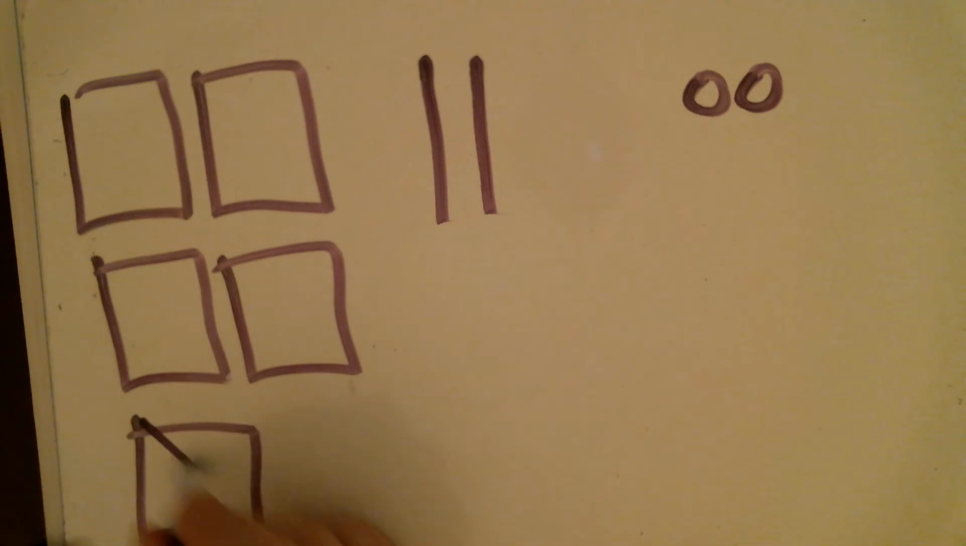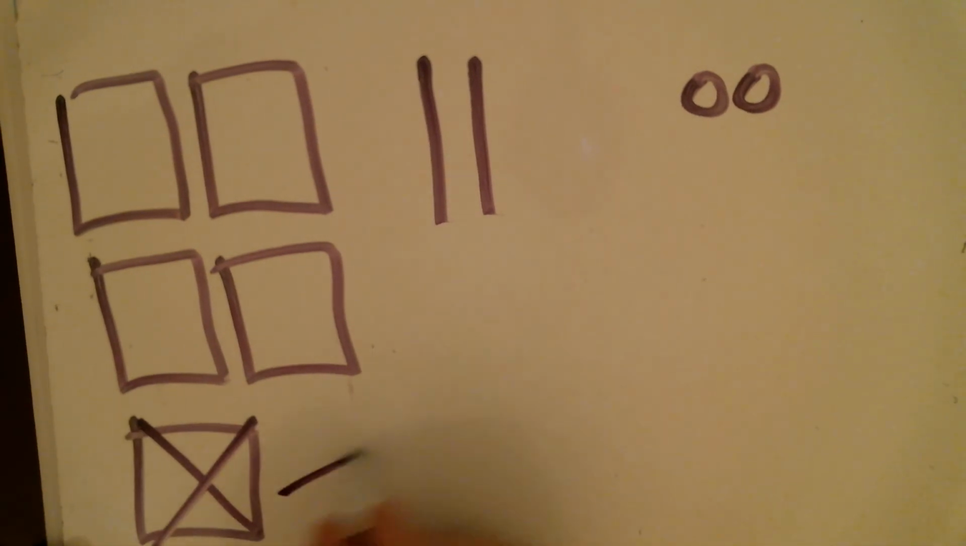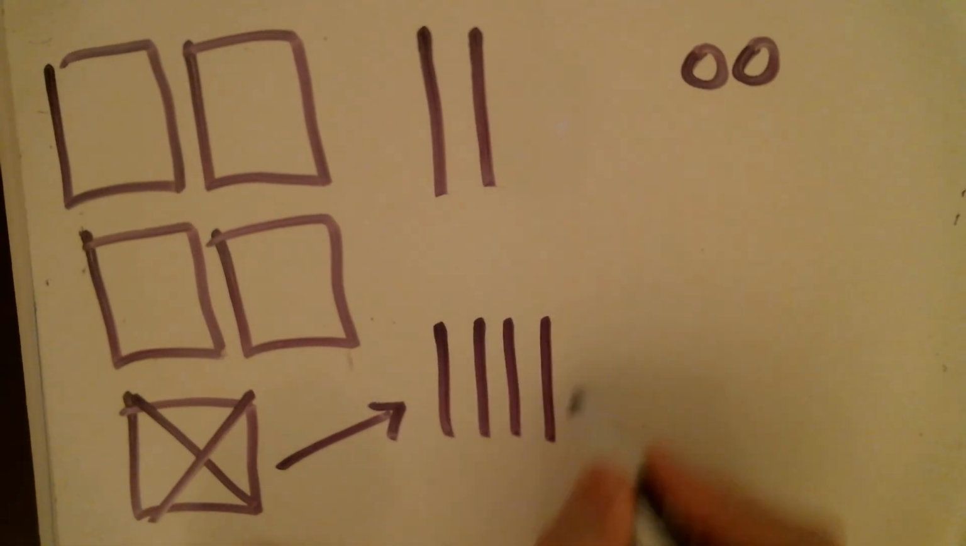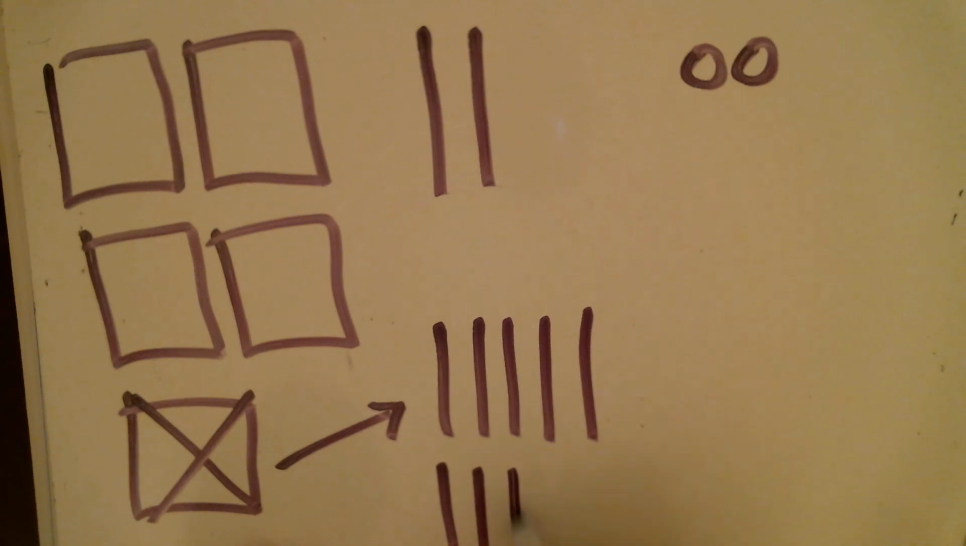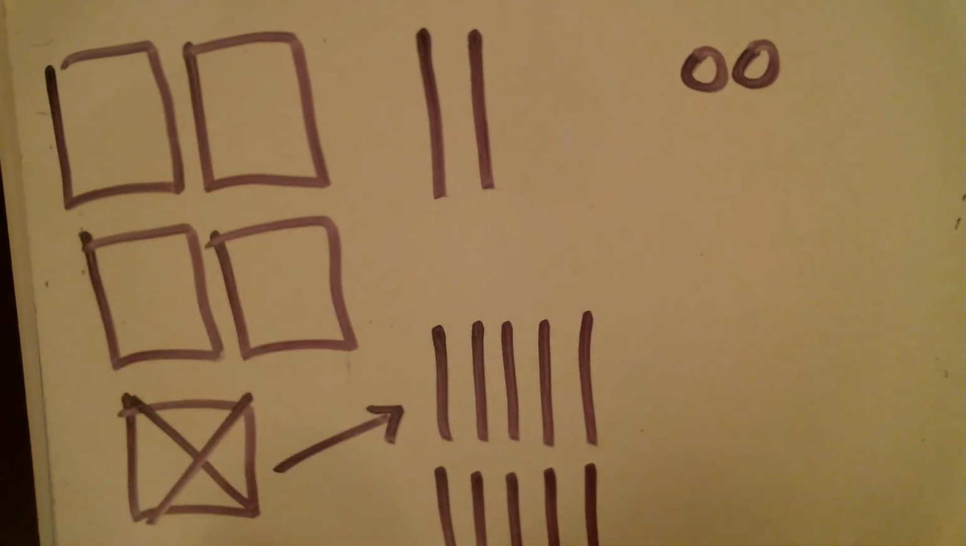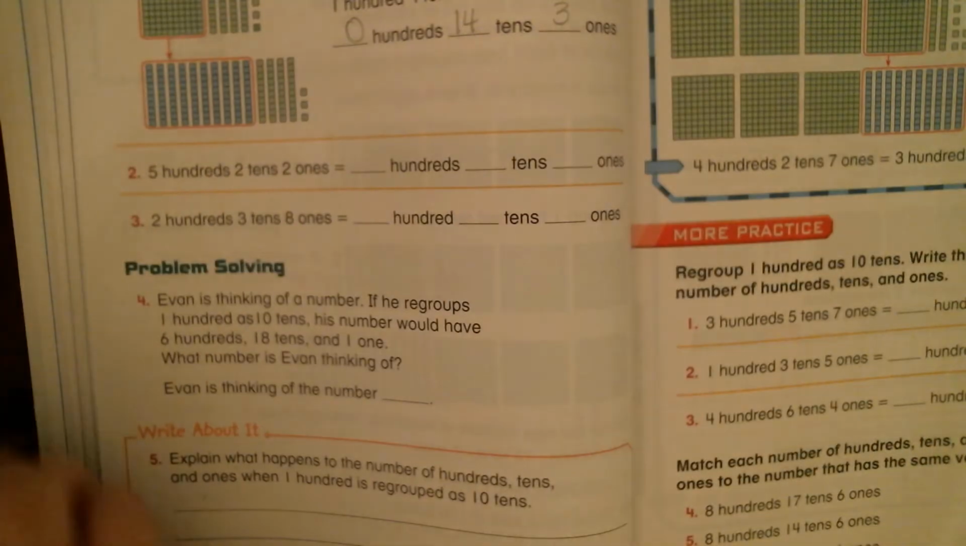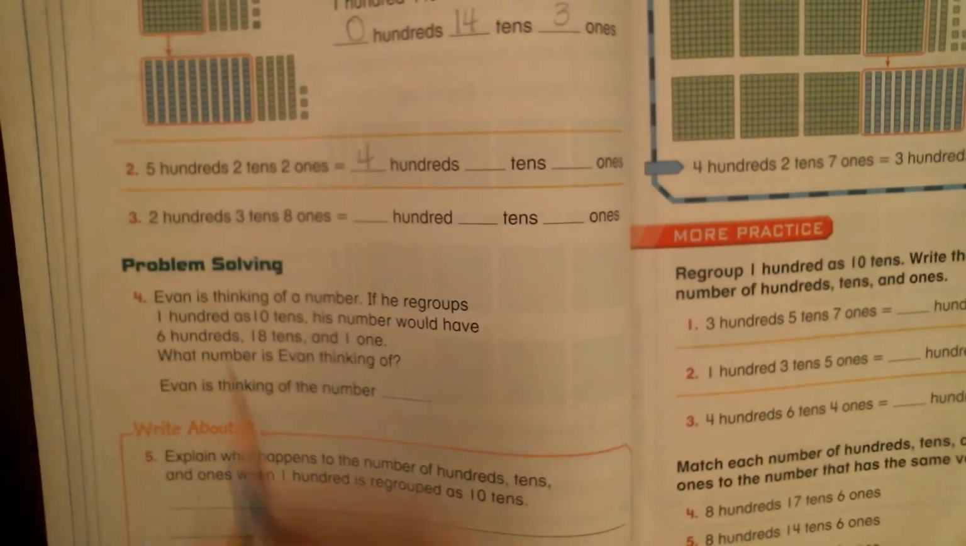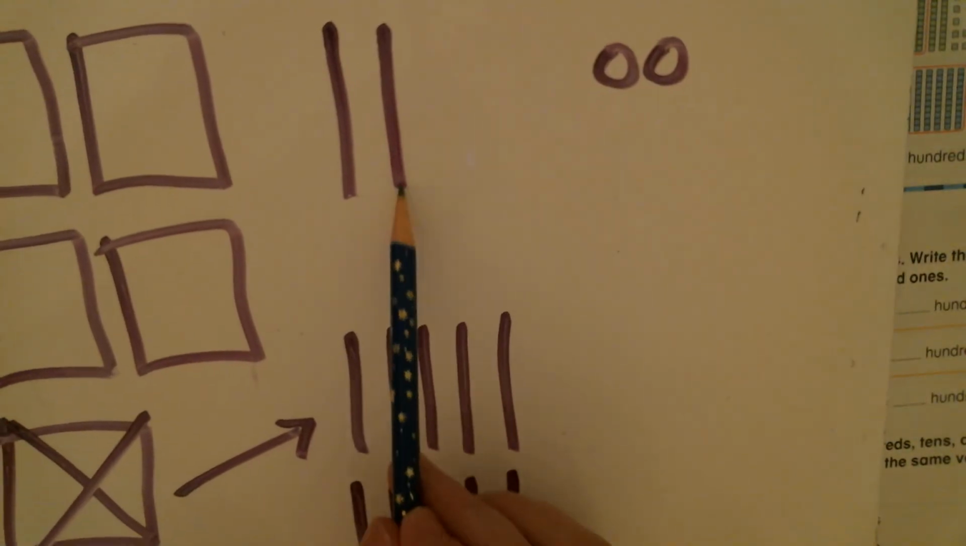They want us to do what did they say? They said regroup one of these hundreds into 10 tens. 1, 2, 3, 4, 5, 6, 7, 8, 9, 10. How many hundreds do I have now? I have 4 hundreds. How many tens do I have now? 1, 2, 3, 4, 5, 6, 7, 8, 9, 10, 11, 12 tens. And how many ones? Still have my 2 ones.